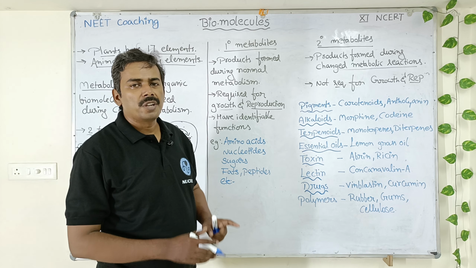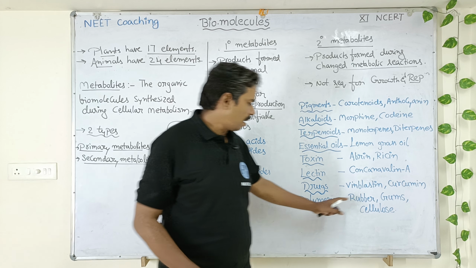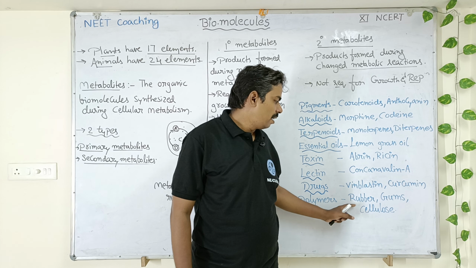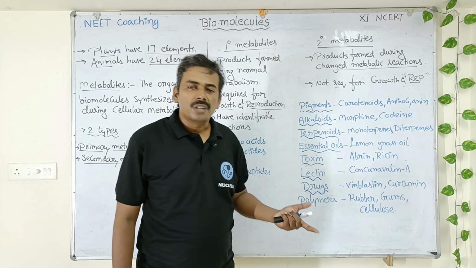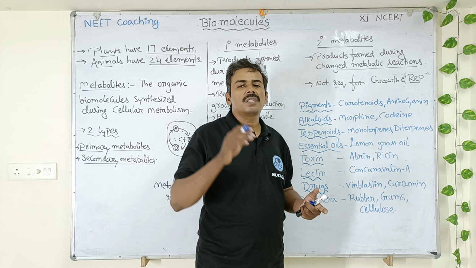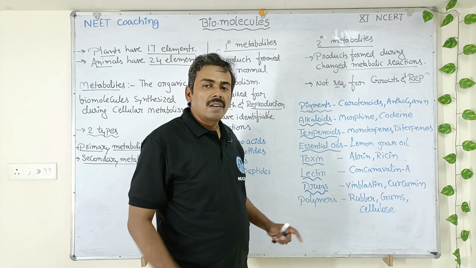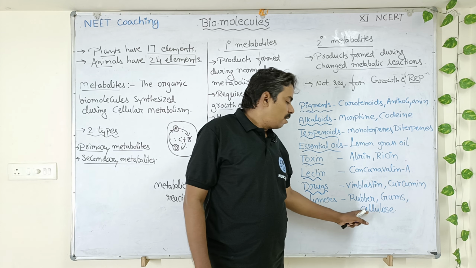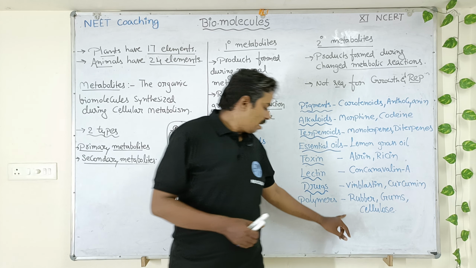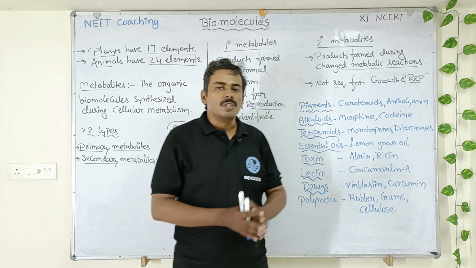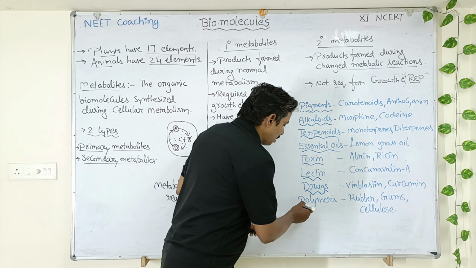Polymers. Polymers are giant molecules, large molecules with high molecular weight. Example, rubber. It is obtained from the rubber tree. Gums, trees like the babul tree, drumstick tree, neem tree, they will produce a sticky substance called gum. This gum is also a polymer, which is a large molecule. Cellulose. Cellulose is obviously the cell wall material in the plants, which is a polymer, a giant molecule. So these are all the list of secondary metabolites.